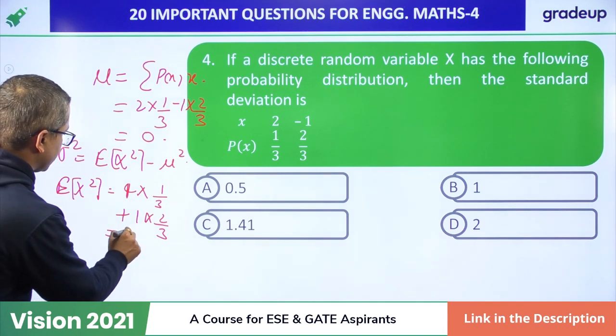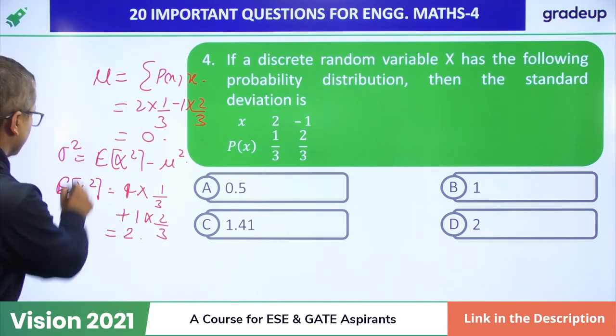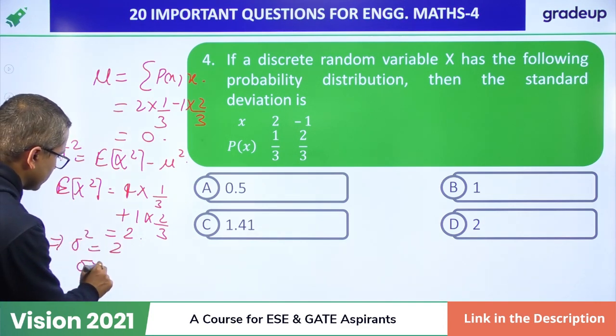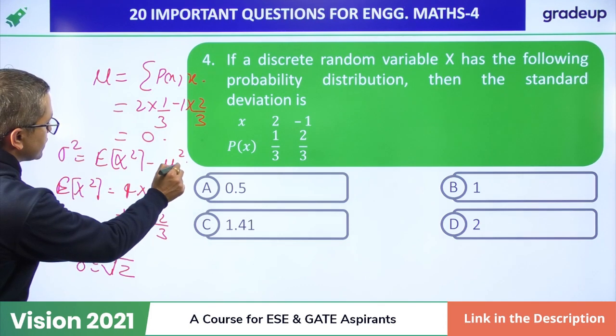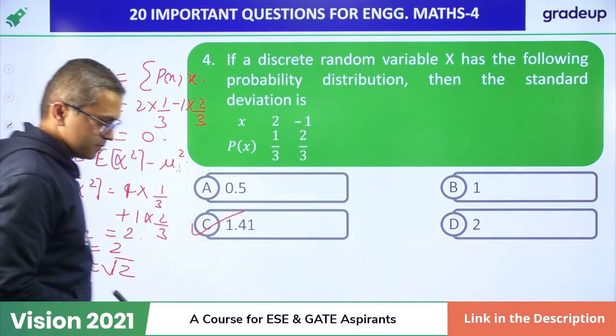So this is nothing but 2. Is that good? Yes. So sigma square equals 2, so sigma equals √2. Here mu is 0, okay? I have put mu equals 0. So 1.41 is the option for this.